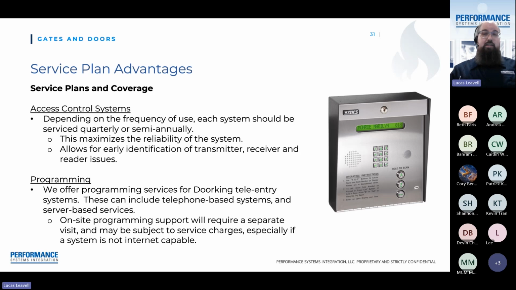Please contact us for more details in order to set up these types of services. They are specific to the code ranges and the programming suites that you have within your access control systems. But for the most part, once we have them set up, it's actually a pretty easy system to keep rolling forward from there.